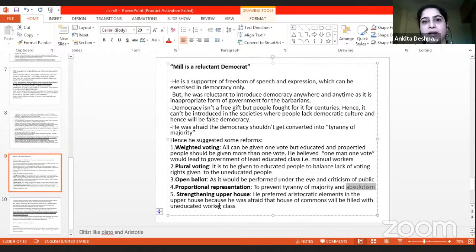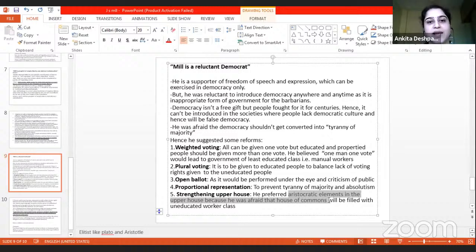One is unicameral legislature. Bi means two legislatures. One is the lower house, the popular house. Another one is the upper house. So in India, Rajya Sabha or Council of State is the upper house. In United Kingdom, House of Lords is the upper house. In United States of America, it is Senate, which is the upper house. All right. So strengthening the upper house because he preferred aristocratic elements.